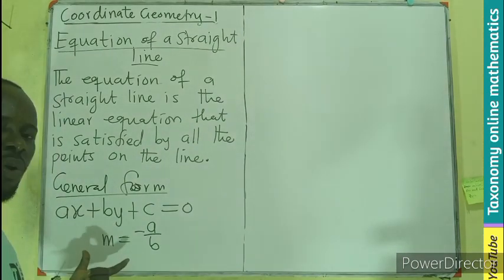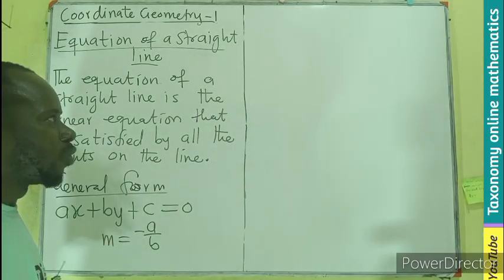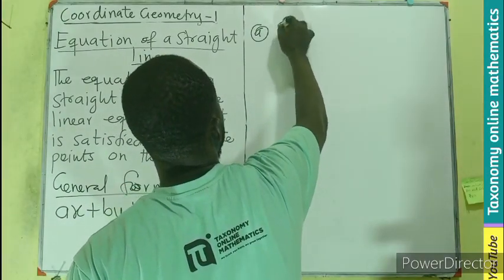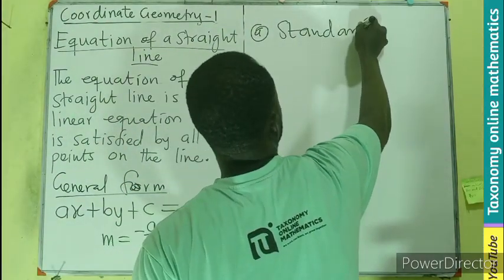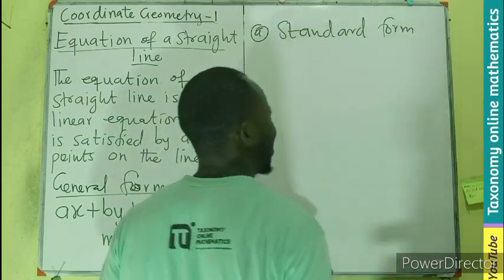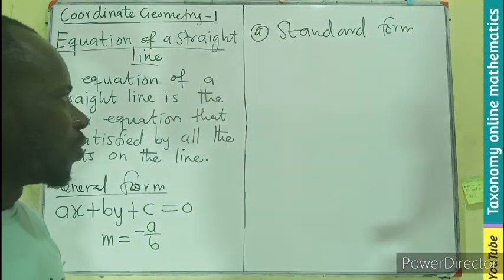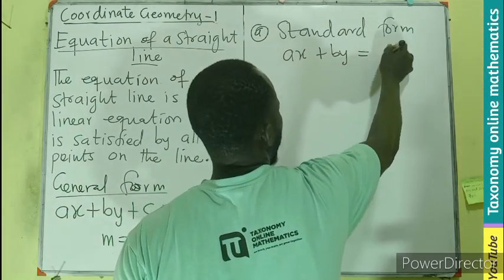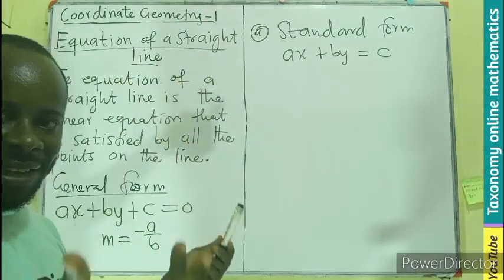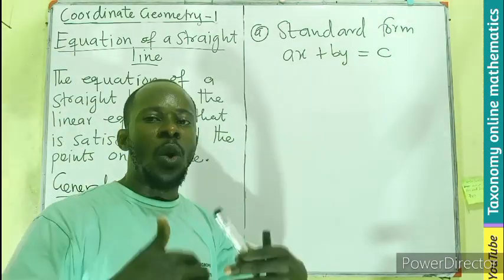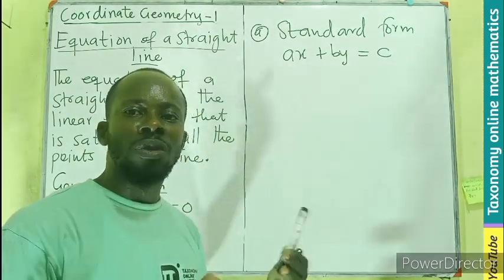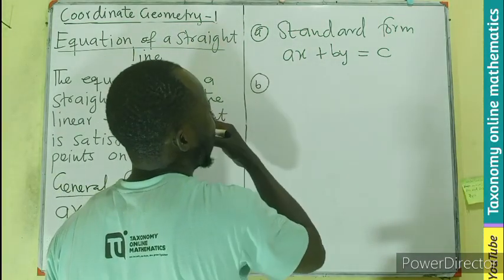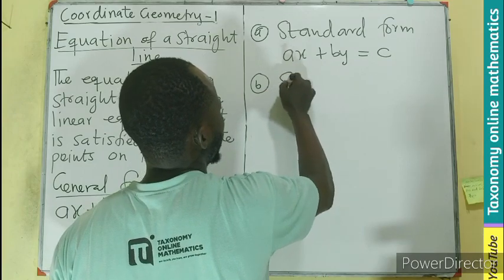Now, this equation of a straight line can also be written in different forms. So we can have the first form as the standard form. When I mean the standard equation of a line, we can have that as ax + by = c, where in this case a, b, and c are also given as non-zero numbers. Alright.